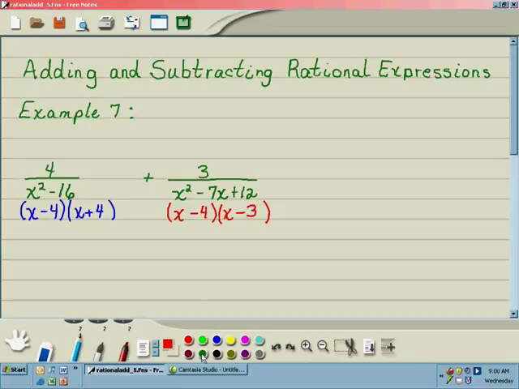Now, as we're looking for the next step, we're going to look to write our common denominator. And that's the denominator that will contain all the factors that we need and all the factors that show up. So as we look at this, we need to have an x minus 4 as a factor over here. And so I'm going to write down my x minus 4. And we also need an x plus 4.